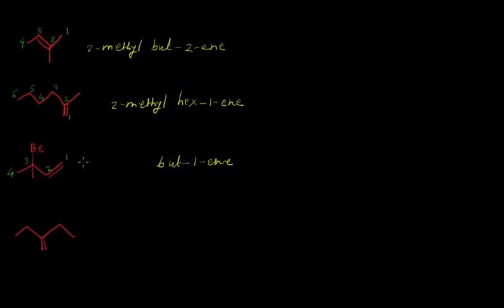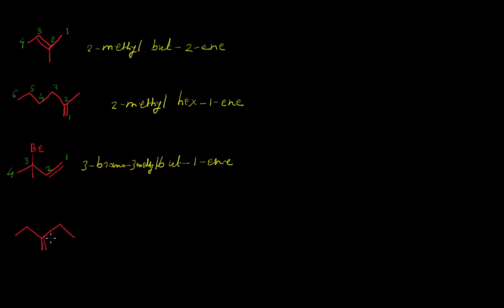While writing the substituents, the bromine will come first due to the alphabetical order. So this will become 3-bromo-3-methylbut-1-ene. So now let us look towards the last example.